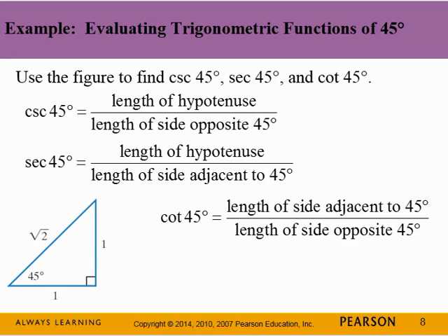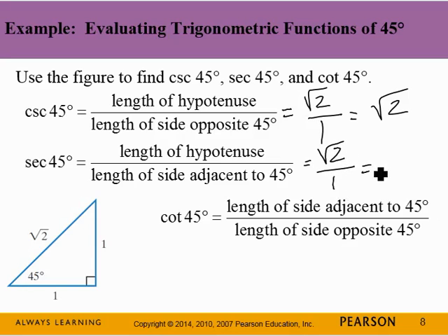So let's look at an example. It's telling you that you have 45 degrees, so you know that it's 1, 1, and square root of 2. So the length of the hypotenuse is square root of 2, and the length of the opposite is 1. So your answer is just square root 2. Your secant, your length of your hypotenuse, is square root of 2 over 1, so again, you just have square root of 2. Cotangent, you want the side adjacent, which is 1, and your side opposite, which is also 1. So your answer will be 1.